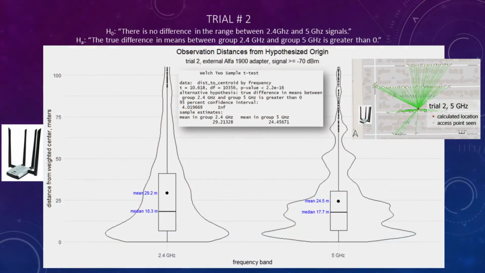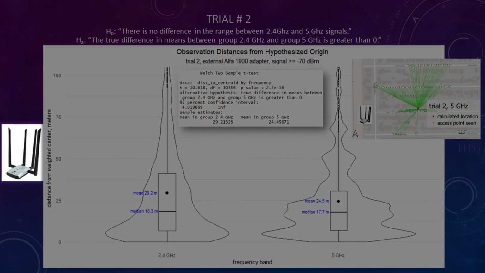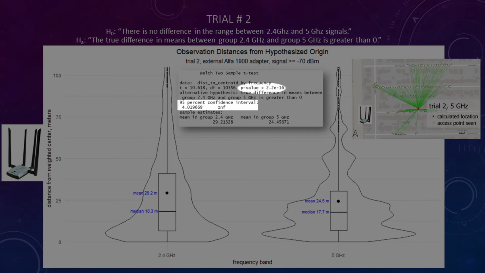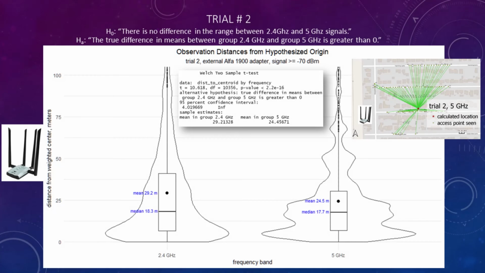Let's turn our attention to trial 2. In trial 2, recall that I used this nice long-range adapter. Again, the data suggests that the difference is very unlikely due to chance, and that we can be confident that the difference between the two bands is somewhere between 4 meters and infinity, which is, again, a rather large range. But that's okay. I'm not demanding that the t-test be the solution to all my problems.